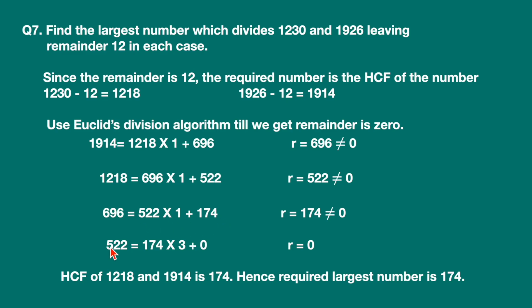Again 522 is equal to 174 into 3 plus 0. We got 0. We should stop here itself. So this 174 is the HCF of these 2 numbers.